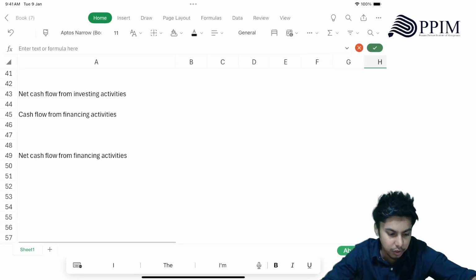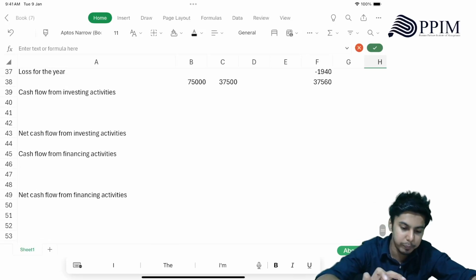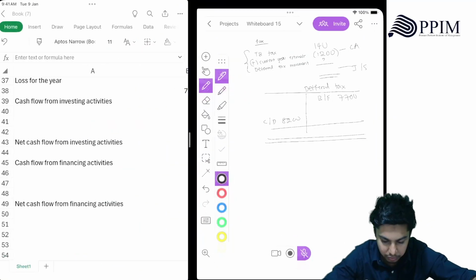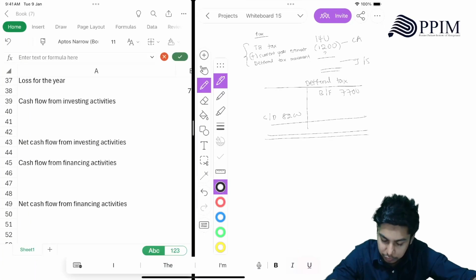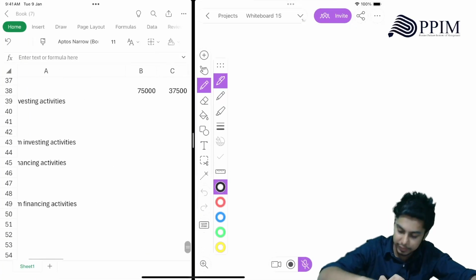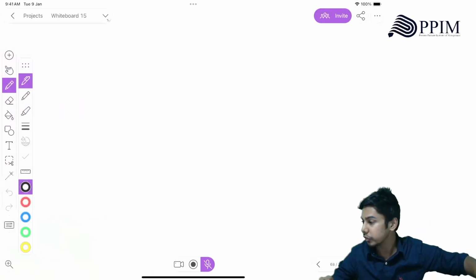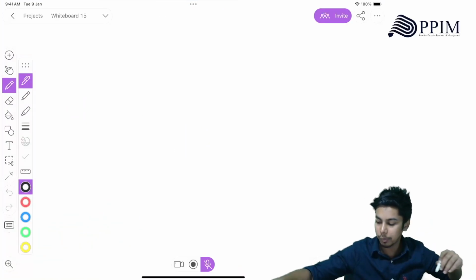Right. Okay. Guys, now the last one, let me quickly teach you how to do the investing and the financing activities. First of all, I want you all to learn quickly what normally comes under investing and financing activities in the cash flow statement. First, let's do a quick recap on that.